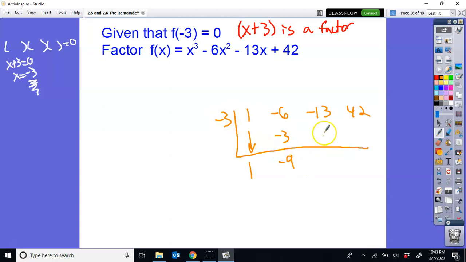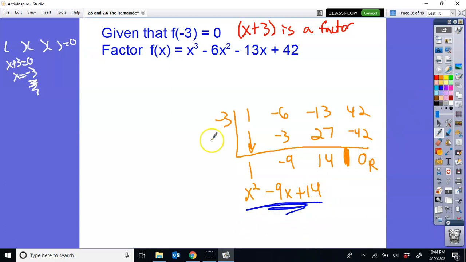Negative 6 plus negative 3 is negative 9. Negative 3 times negative 9 is positive 27. Negative 13 plus 27 is 14. Negative 3 times 14 is negative 42. These cancel out to nothing. That's what we expect because we knew that x plus 3 was a factor. When we plug in negative 3, we should get 0 here because the remainder when you have a factor is nothing. The answer would be x squared minus 9x plus 14. That is my other factor.